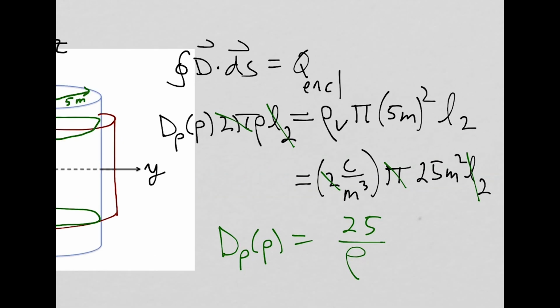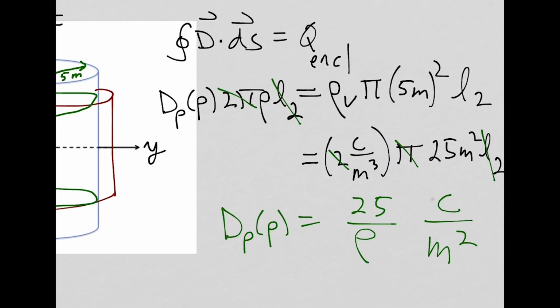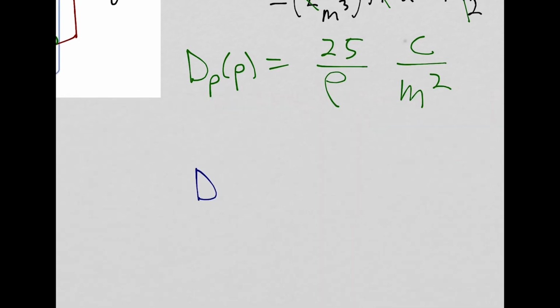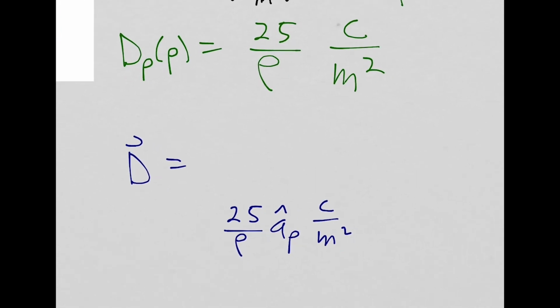If we look at the units here, we have a coulomb per meter cubed times a meter squared, so that will leave us with a coulomb per meter. But then when we divide by rho in meters, the actual units we'll end up with are coulombs per meter squared. So we have D is equal to 25 over rho in the rho direction, coulombs per meter squared, when rho is greater than 5 meters.